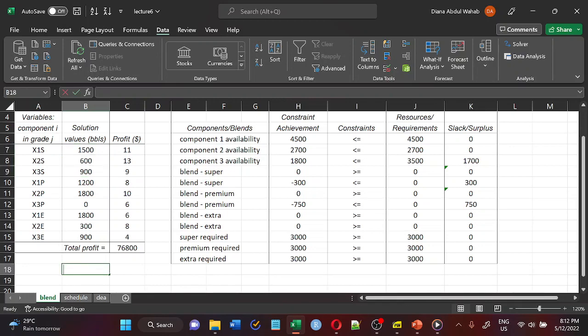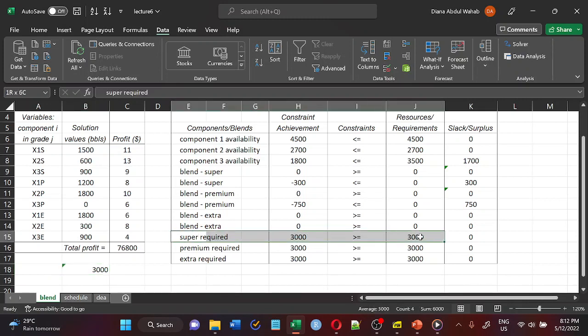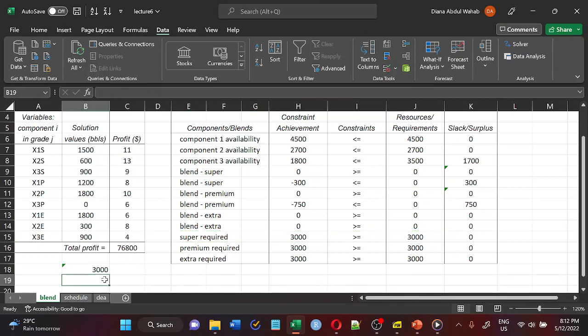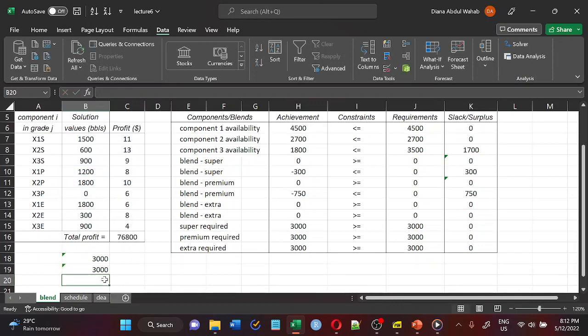Now let us see this one. If I put the sum of all this, it must be 3000, and it does satisfy the requirement to produce at least 3000 barrels of super. Now the items that make up premium are this one, and we are able to come up with 3000 barrels of premium. And the last one is, I believe, the same. Yeah, it's also 3000.